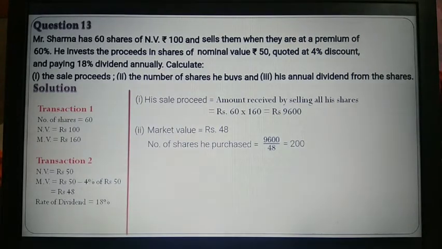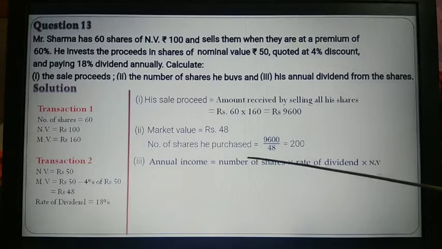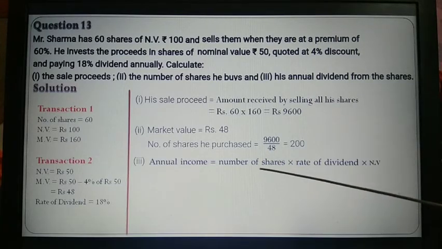Now we'll see what is the annual dividend, that is annual income from the shares. From the shares means from the second transaction. So annual income is calculated using this formula. Do we have the number of shares for the second transaction? Yes, which is 200, into rate of dividend. Do we have the rate of dividend? Yes, this is also there.